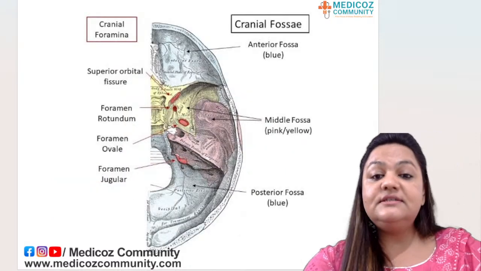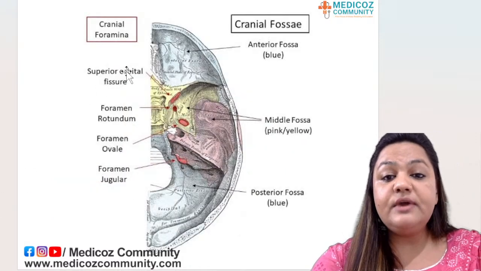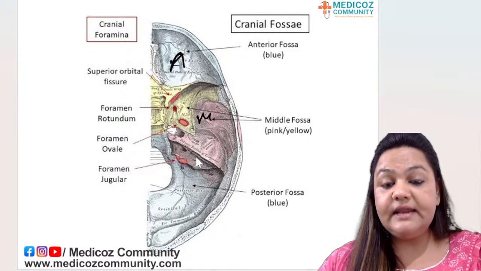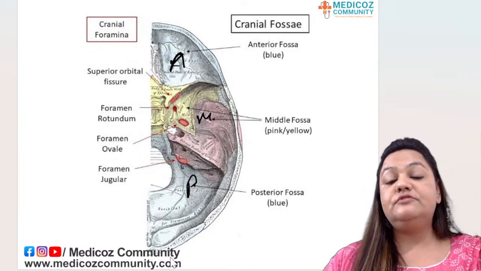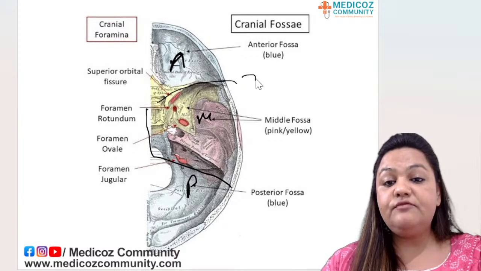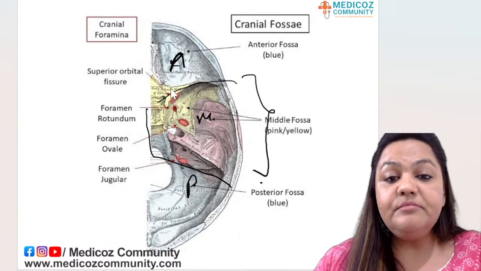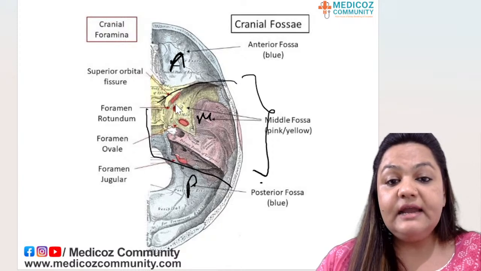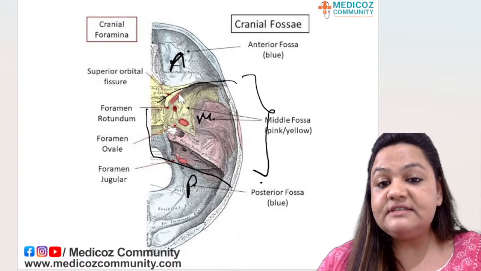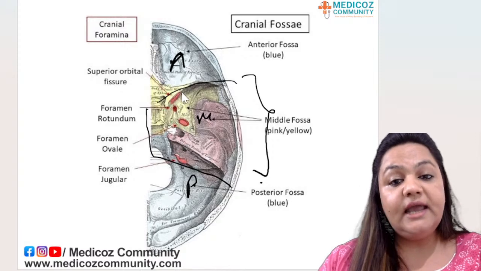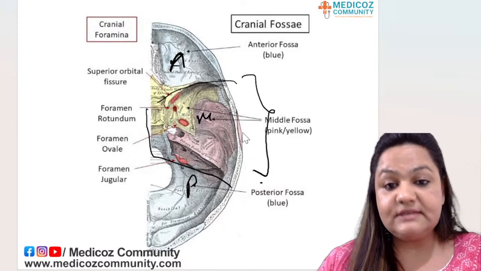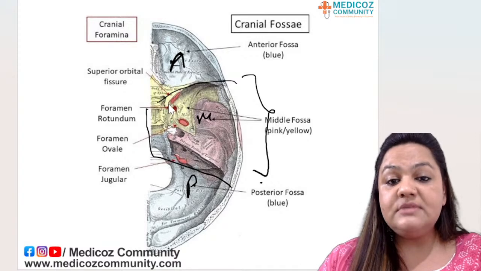This is the diagram of the cranial cavity, where you can see the anterior cranial fossa, middle cranial fossa and posterior cranial fossa, and we have to focus on the middle cranial fossa. In the middle cranial fossa you will see these openings, and through them various nerves and vessels either enter the cranial cavity or leave the skull.